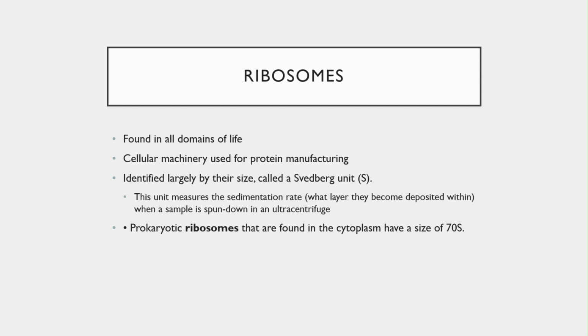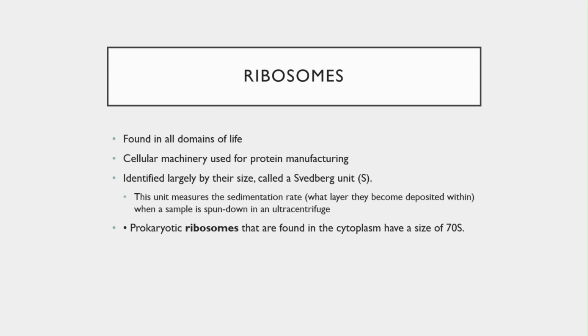Prokaryotic ribosomes that are found in the cytoplasm have a size of 70 Svedbergs, or 70S. And this is going to be very important. It seems trivial right now, but these are going to be one of the little factoids that you will have to memorize, as it's going to come up more in other chapters as we dig deeper.